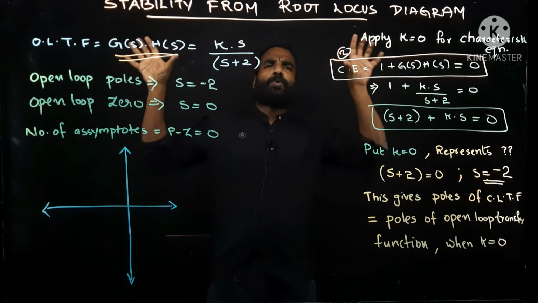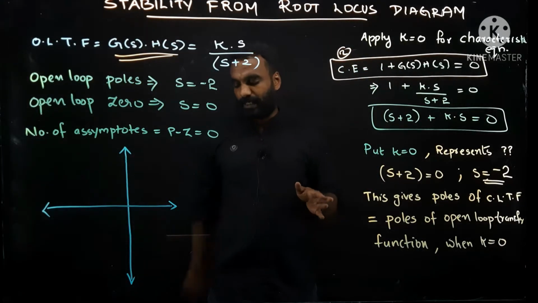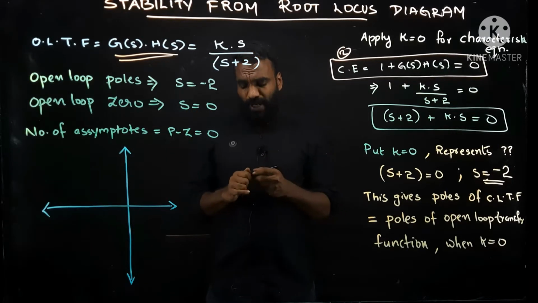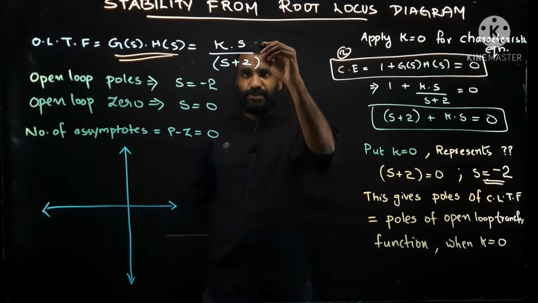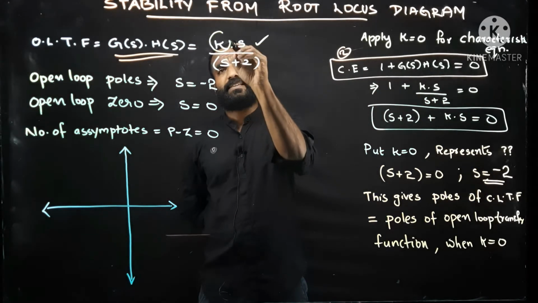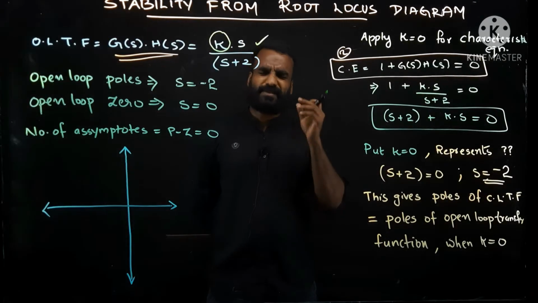Today's class is all about stability from the root locus diagram. How can we find the stability from the root locus diagram? Everything about the root locus diagram is known to you. So I am taking a simple example: G(s)H(s) is equal to K. K is a gain. What is K? That question may come across to you many times. K is simply a gain.